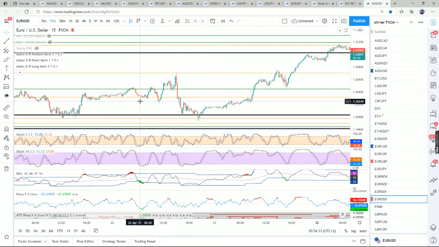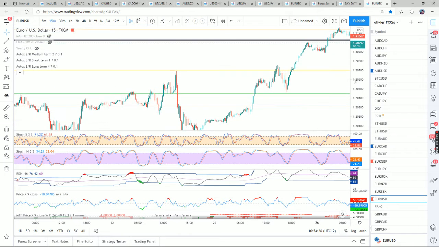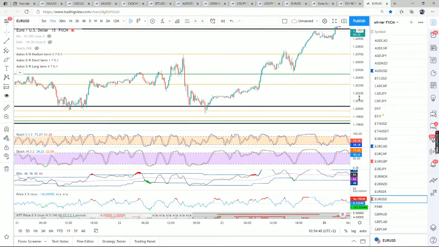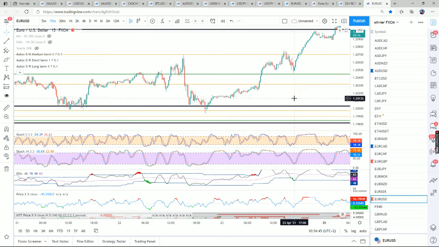But that's a personal decision. As I said, I don't give stop loss rules because that's according to everybody's money management rules, and that's very personal, so I won't go into that.